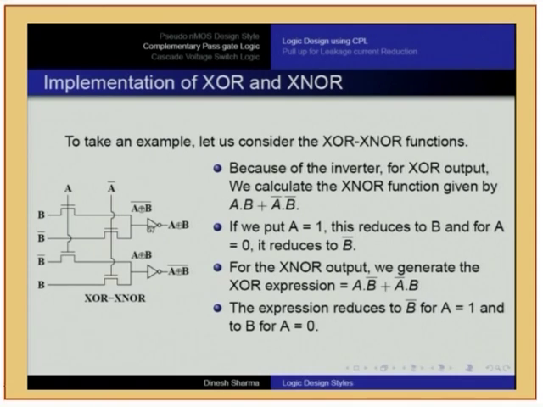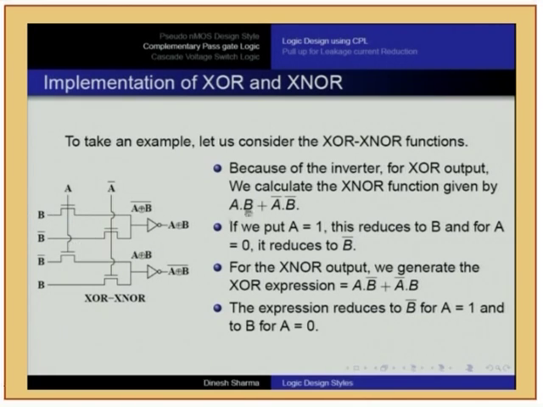Here there is an inverter. So the function here should be the XNOR. What is XNOR? AB plus A bar B bar. So I get A and A bar here. If A is 1, then I must pass B. If you just put A equal to 1 here, what do you get? B, because this term is 0. So you bring B here.